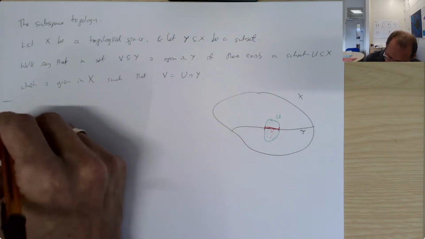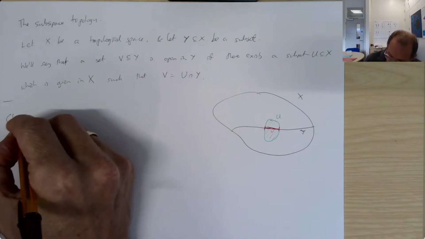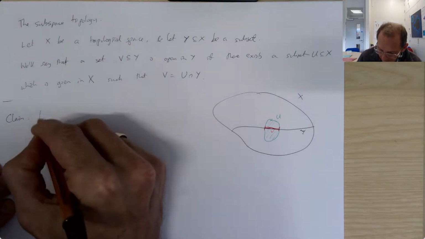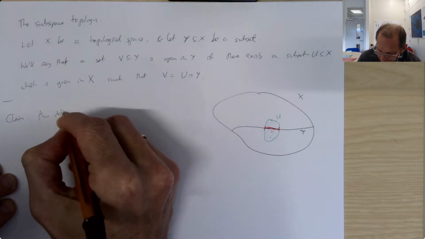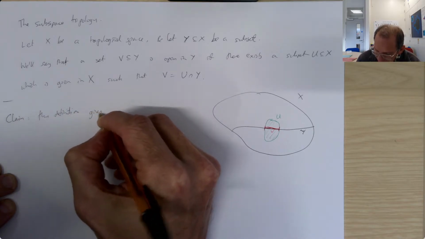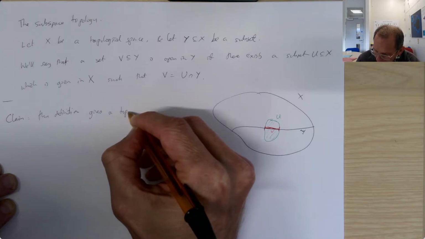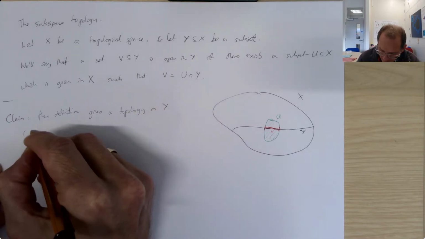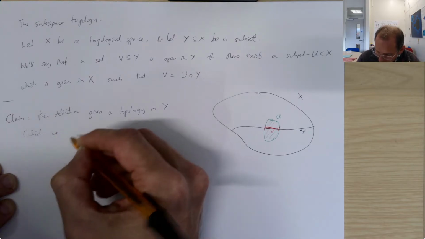So the claim is that this definition of what we mean by a subset of Y being open gives a topology on Y, which we call the subspace topology.